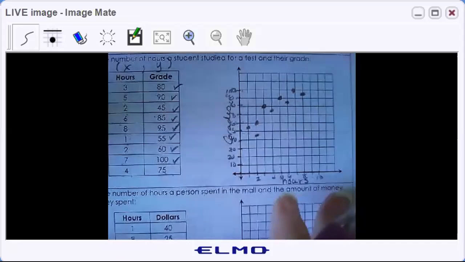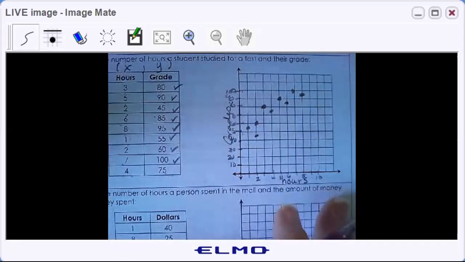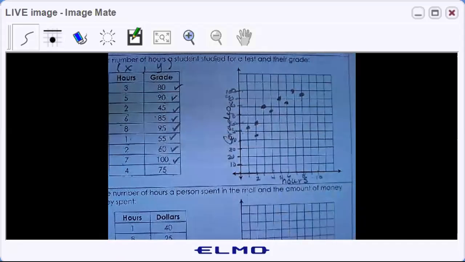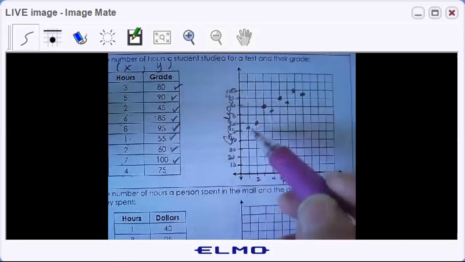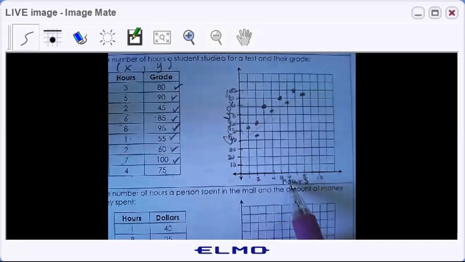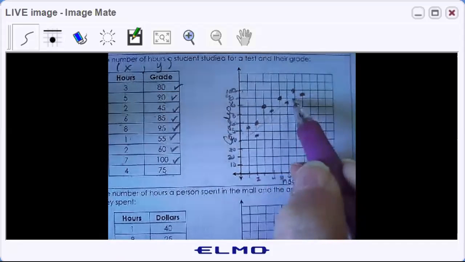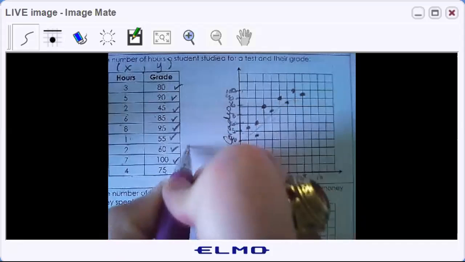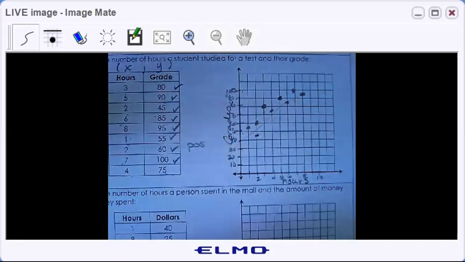Now, if we just look at this picture, what can we say about the dots? Are they heading in a positive direction? Are they heading in a negative direction? What conclusions can we draw about this picture just from what we've put on it? Well, if you look at it, it's kind of going up. It looks like the more time I spent studying, the better grade I had. So this has a positive relationship or a positive correlation.